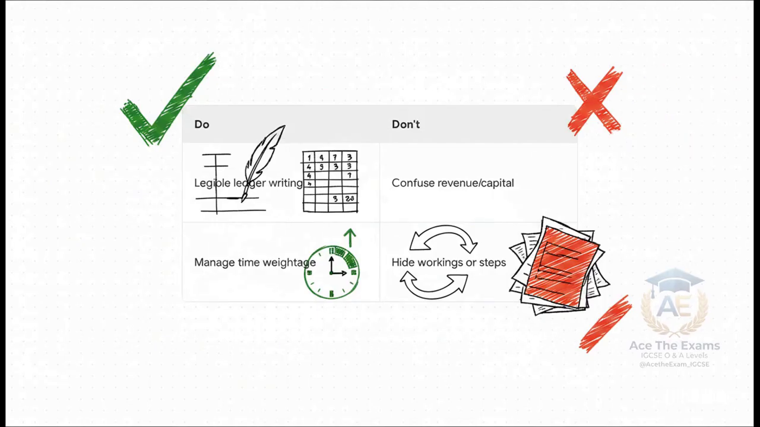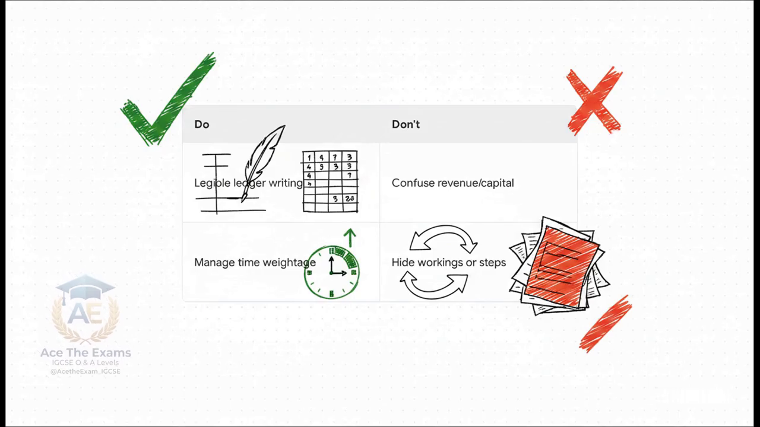Finally, we arrive at Section 5, Winning Exam Strategies, the Examiner's Playbook. Pulling directly from the principal examiner reports, you absolutely need to follow these rules. First off, do maintain perfectly clear, legible handwriting in all your ledger accounts. Think about it. If they can't read your numbers, they can't give you the method marks. Do manage your time based on the specific weightage of each question part.